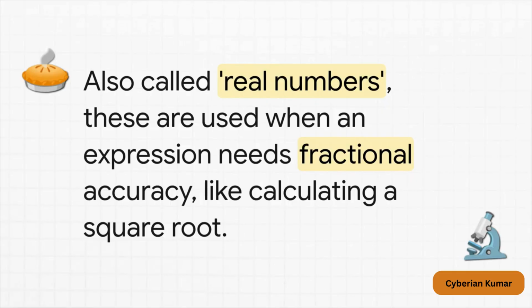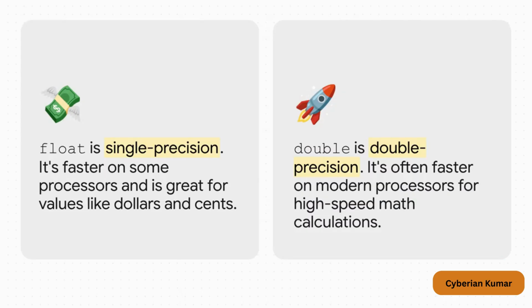But wait a minute, what about prices, like 19.99? Or scientific numbers, like pi? Integers can't handle those. For any numbers that have a decimal point, we need a totally different set of tools, the floating point types. And here, we basically have two main options.